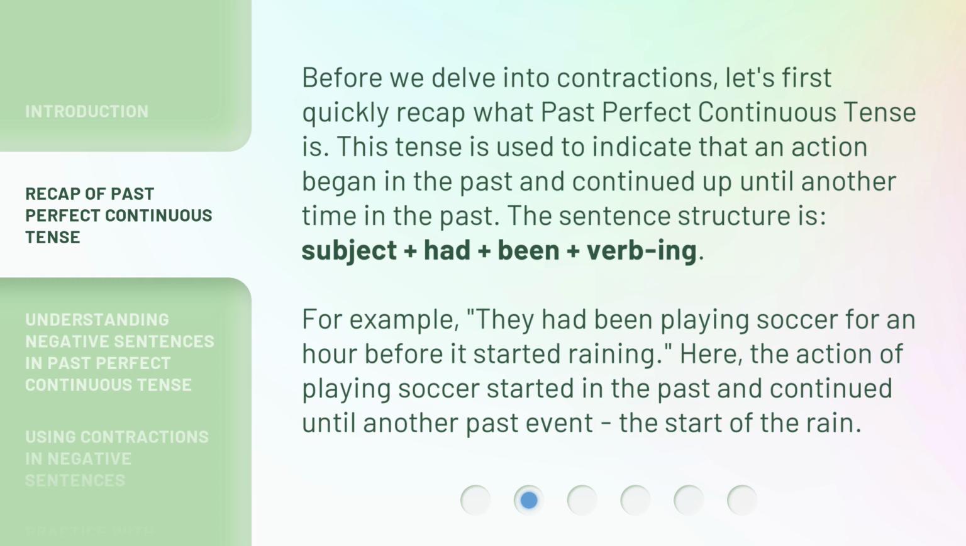Before we delve into contractions, let's first quickly recap what past perfect continuous tense is. This tense is used to indicate that an action began in the past and continued up until another time in the past. The sentence structure is subject plus had plus been plus verb ing. For example, they had been playing soccer for an hour before it started raining. Here, the action of playing soccer started in the past and continued until another past event, the start of the rain.